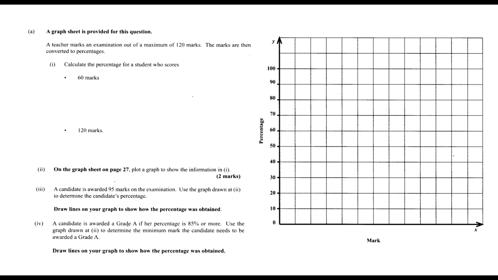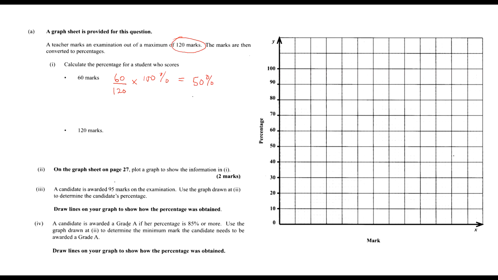Okay, so we have a teacher who marks an examination out of 120 marks, and the marks are then converted to percentages. Calculate the percentage for a student who scores 60 marks. Well, 60 marks is half of 120, so we know it should be 50%. But we need to show how we get the 50%. So we take 60, divide by 120 and multiply by 100%, and we end up with 50%.